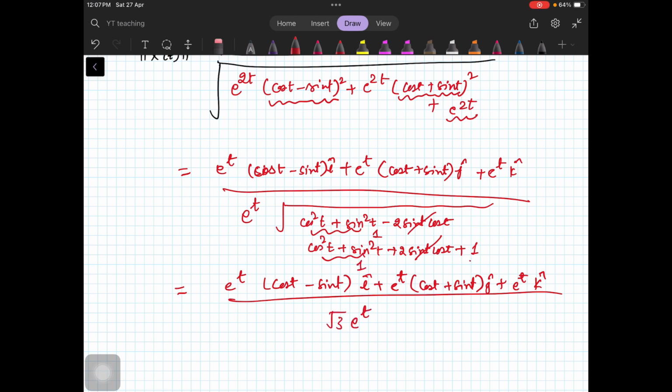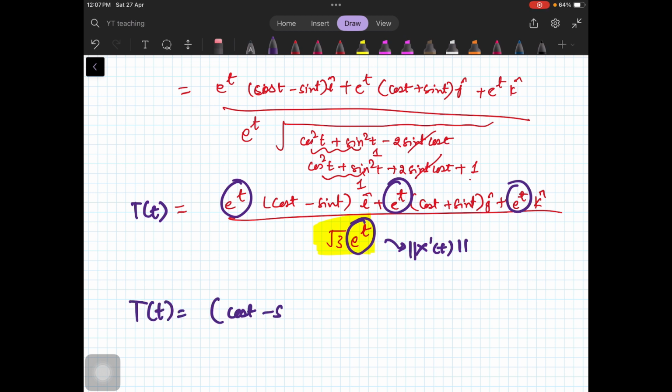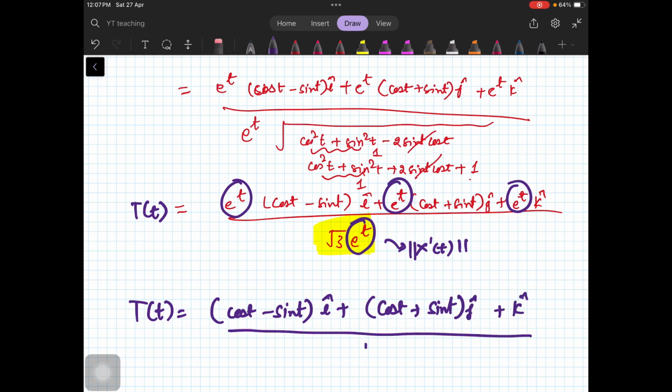So you remember, this is your value of the modulus of x prime t, which we have to use later on also, right? So remember that this is the modulus of x prime t, okay? And now, this was your T vector, you can cancel e raised to power t throughout, because e raised to power t is never 0. So your unit tangent vector becomes (cos t minus sin t) i cap plus (cos t plus sin t) j cap plus k cap, divided by root 3. So this is our unit tangent vector.